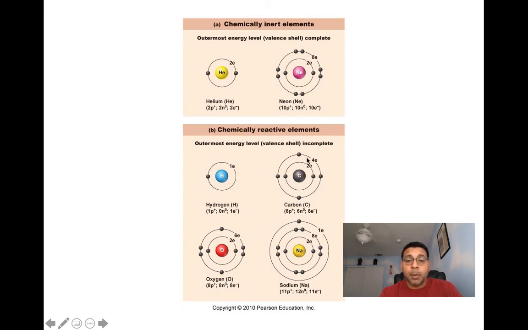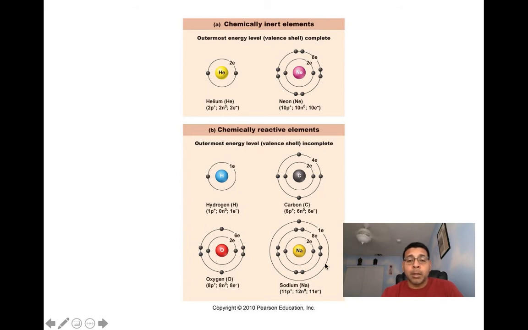Carbon: 1, 2, 3, 4. It can do that with 4 different atoms, 4 different hydrogen atoms even. Or 2 and then form a double bond somewhere. But again, that's getting too detailed. Oxygen here is also reactive. Look at here, 2, 4, 5, 6 electrons.